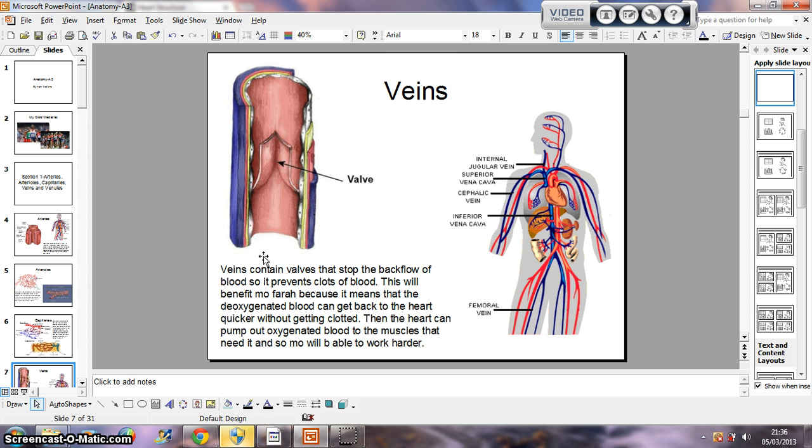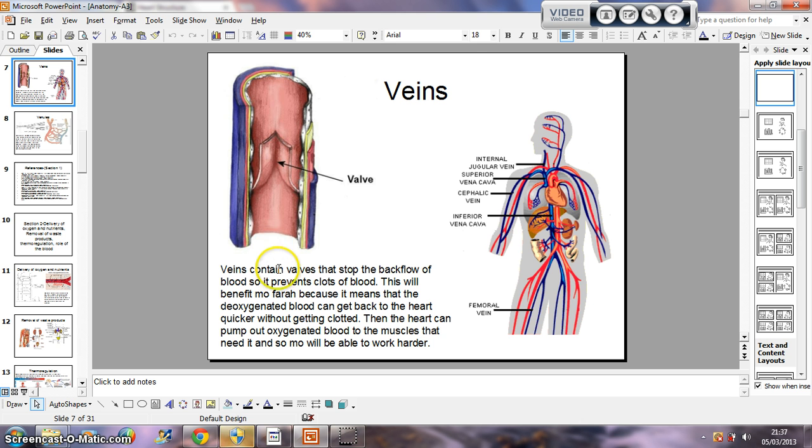The bit that the blood flows in is called the lumen, just like the artery. Veins contain a valve, which is shown in this picture here, and this prevents any backflow, and it stops the blood from clotting. Okay, so this side of things will benefit Mo Farah because it means that the deoxygenated blood can get back to the heart quicker without getting clotted. But then the heart can pump out oxygenated blood to the muscles that he needs, so he'll be able to work harder.